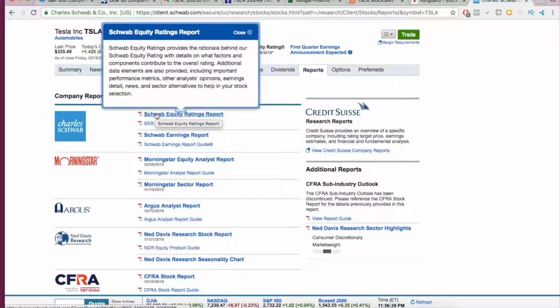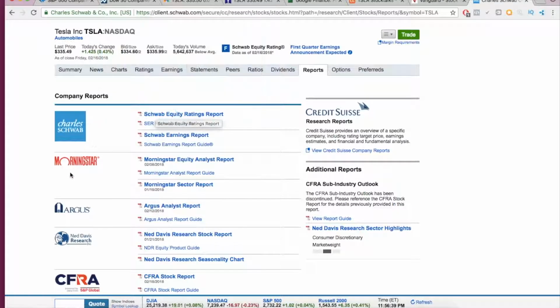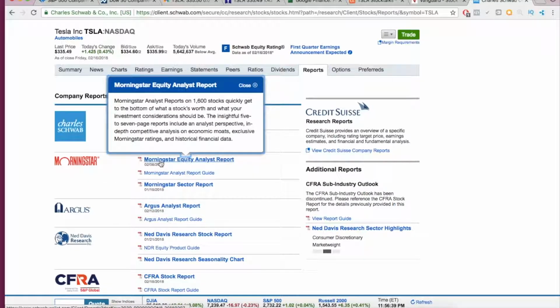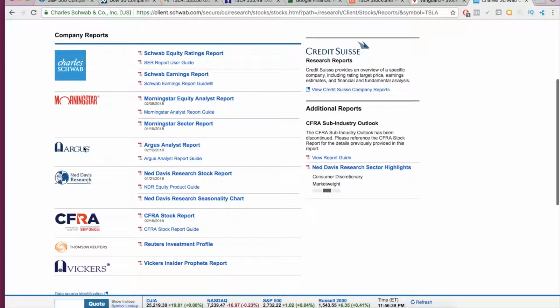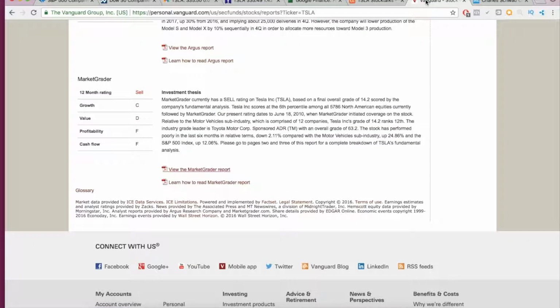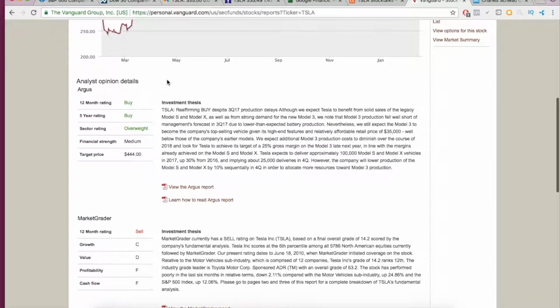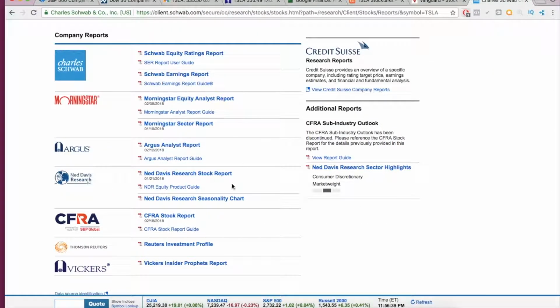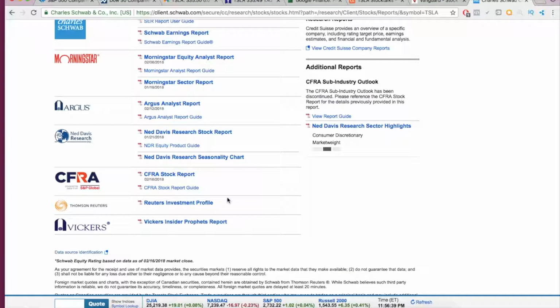So you have Charles Schwab equity ratings, and they provide the rationale behind their ratings with details on what factors and components. You have reports like Morningstar, where they analyze 1,600 stocks quickly to get to the bottom of what a stock is worth and what investments you should consider. They also have Argus, which is what Vanguard provided, and CFRA. You have Thomson Reuters, and you have Vickers.